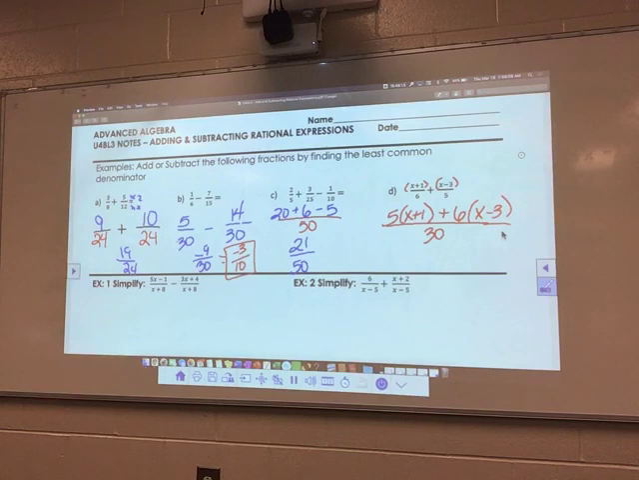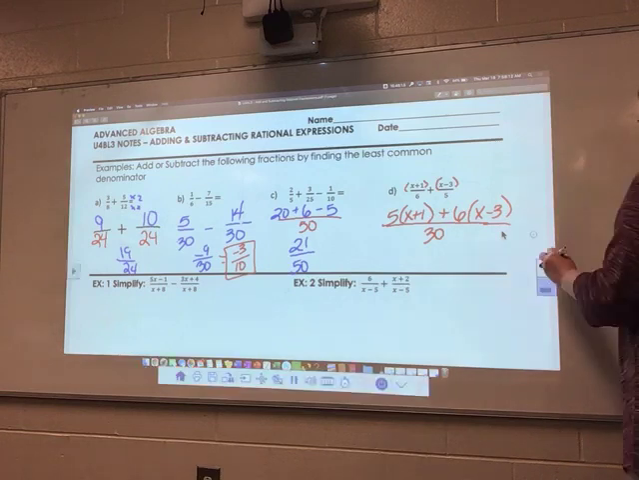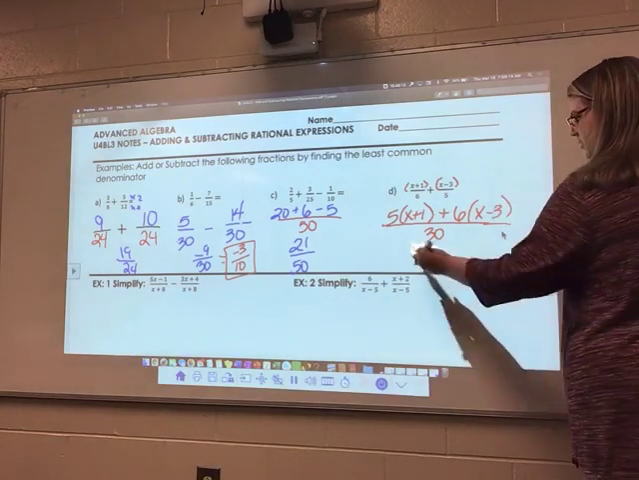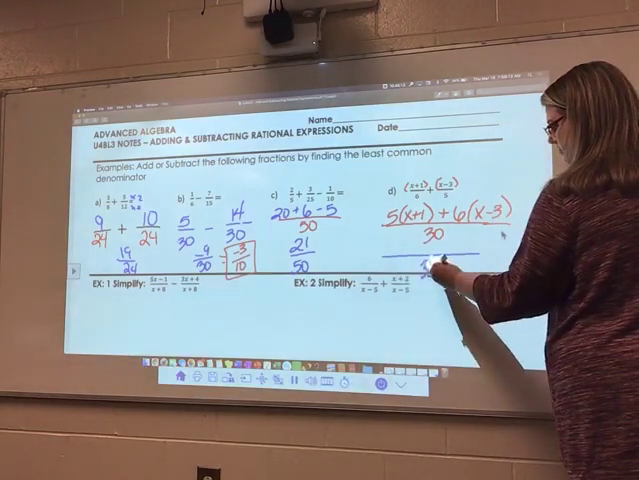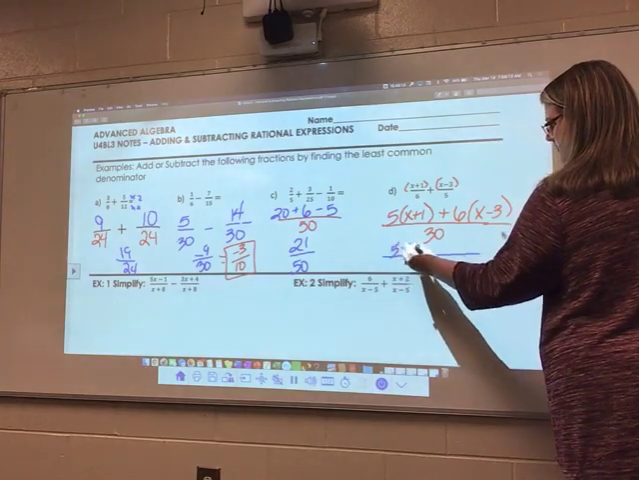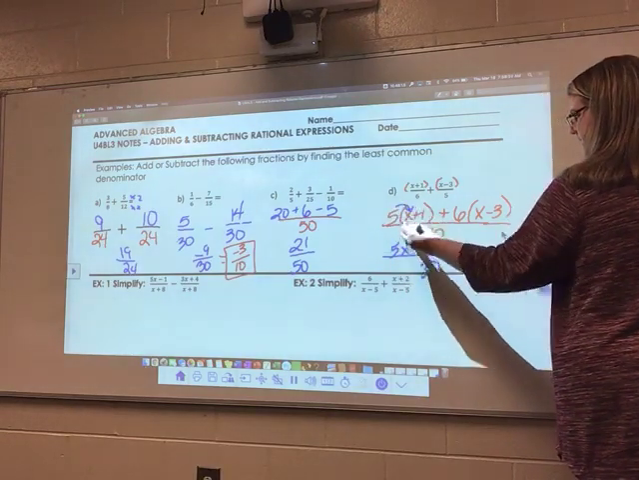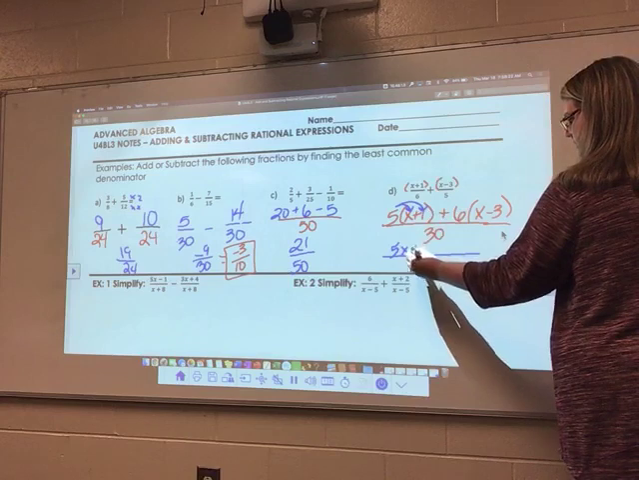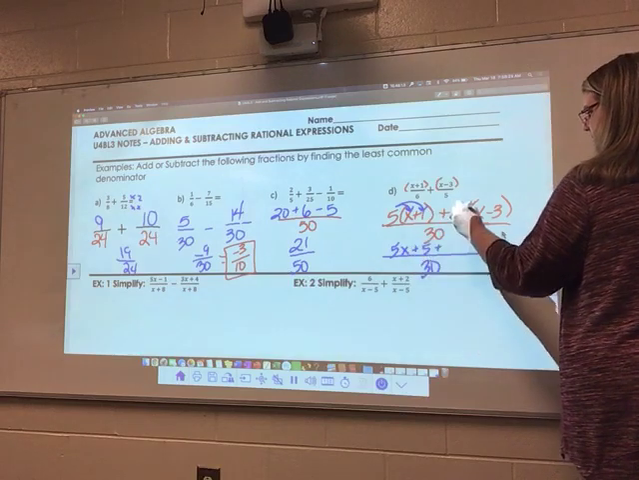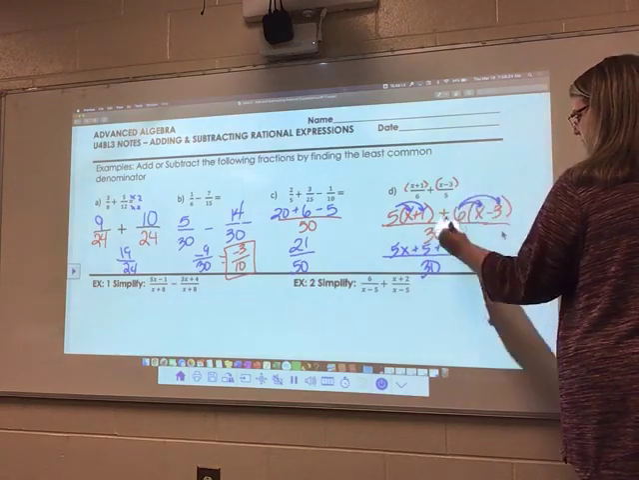Does that make sense? What we've been doing is just now we're kind of seeing behind the scenes what's happening. All right. So now we're going to distribute. So 5 times x is 5x. 5 times 1 is 5.